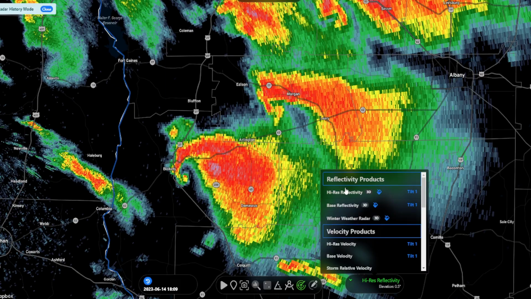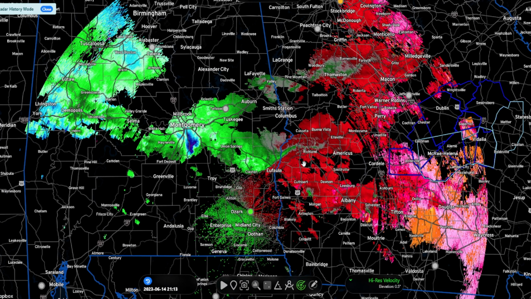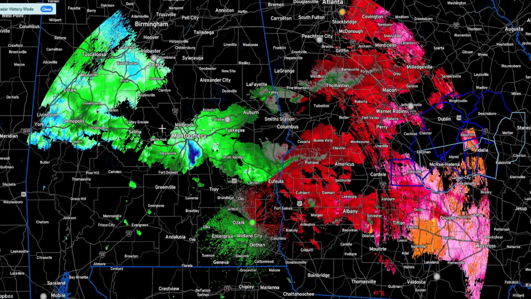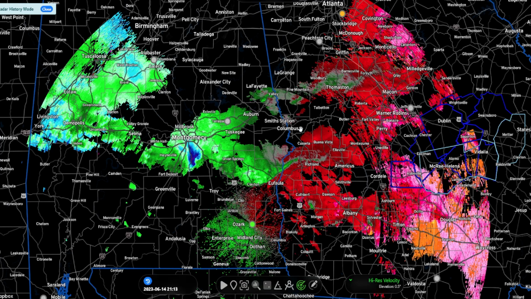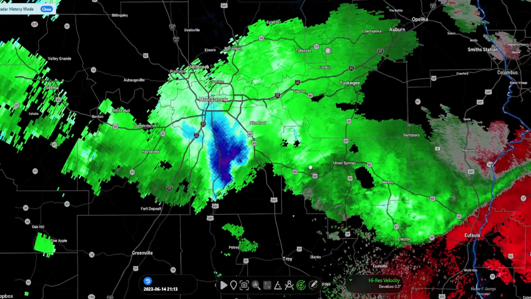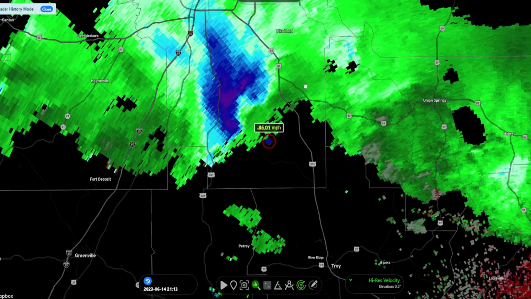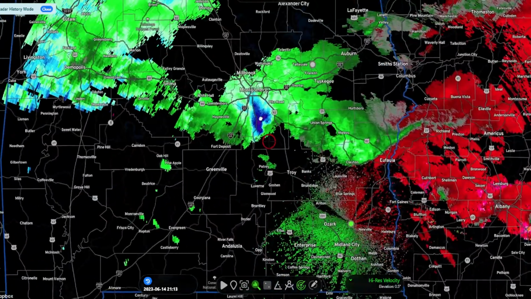So now let's switch to velocity here. What velocity radar does is, take this radar site right here in southern Alabama. All the greens and blues are going towards the radar site, while all the reds are going away from the radar site. The stronger the blues or greens are, the stronger the wind speeds are as well. And you can see right here we have very, very strong wind speeds as far away from the radar site as we can tell.